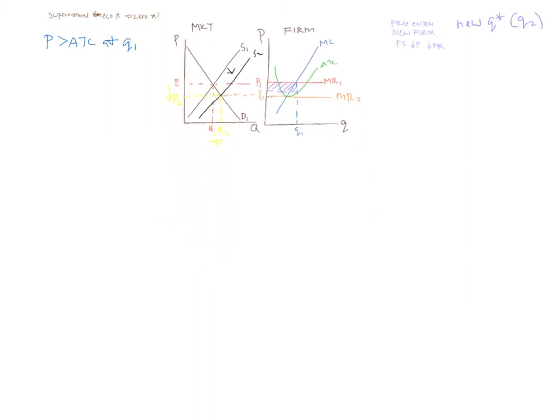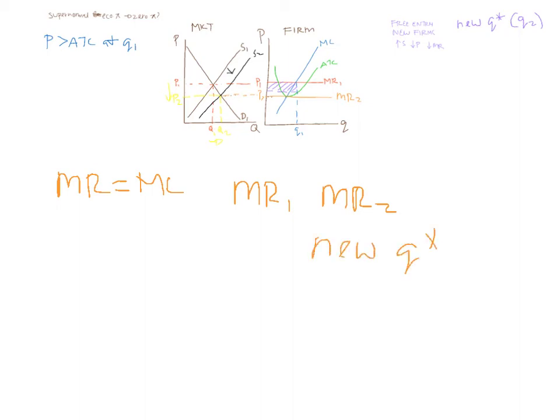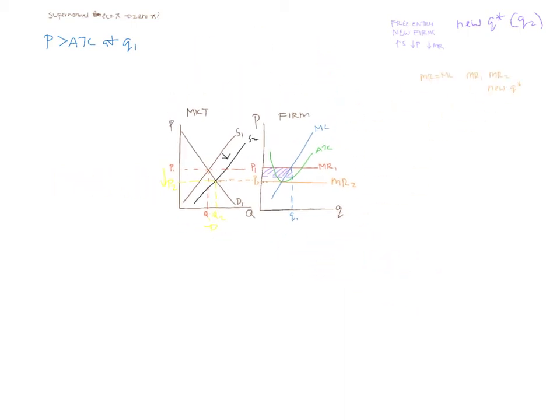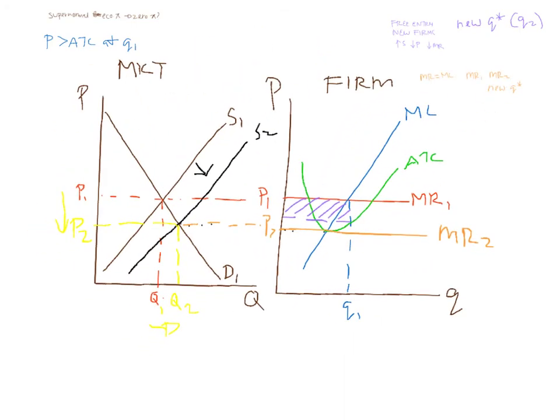So now we are in the situation where the firm is again going to set marginal revenue equal to marginal cost. Marginal revenue has changed. Before it was MR1, now it is MR2. And then they will find a new Q star. The new marginal revenue equals marginal cost over here.